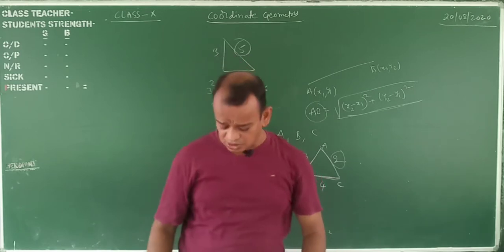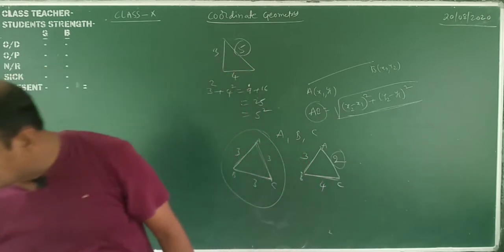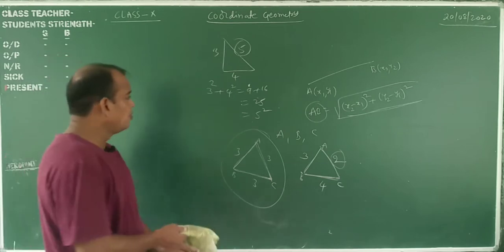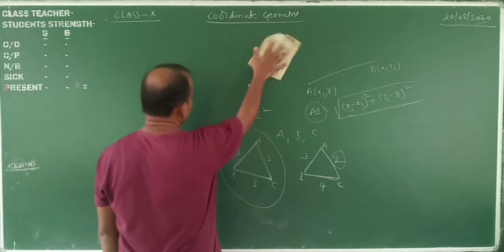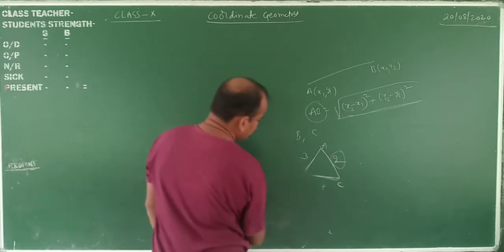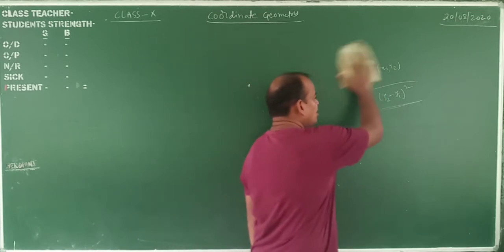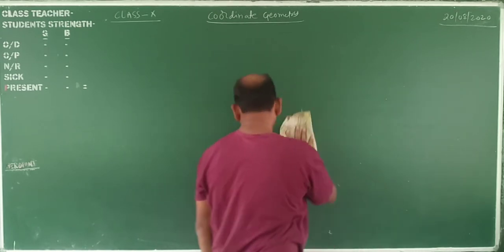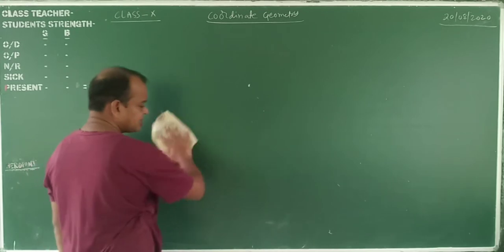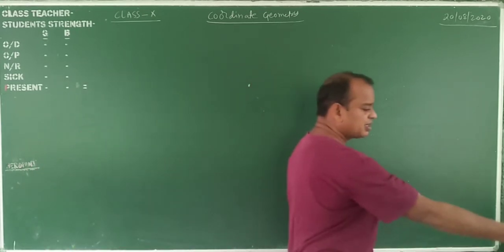Okay, my dear students. Now we are going to one problem. And also I explained what one? The distance from the origin to the point P(x, y). What is that? That is equal to root over x square plus y square.